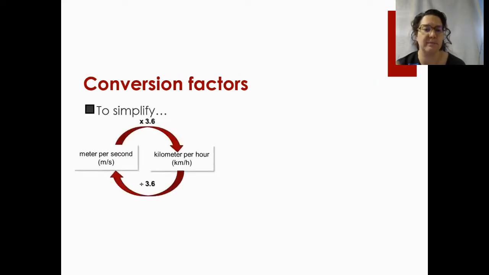But to simplify, and you can write this quickly in your data booklet, to convert from meters per second to kilometers per hour, we're going to multiply by 3.6. And to go from kilometers per hour to meters per second, we're going to divide by 3.6.